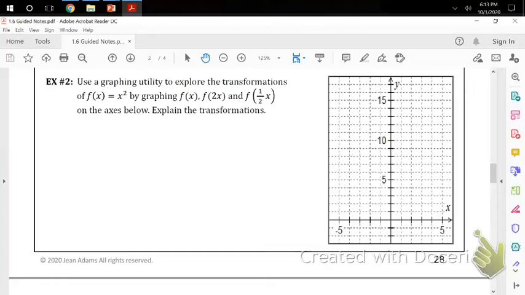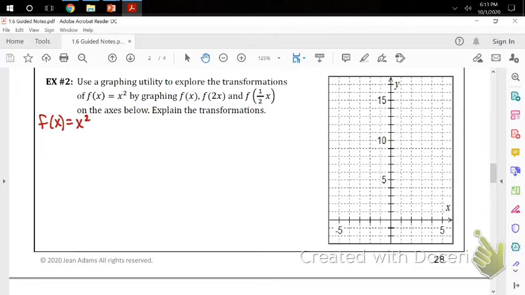All right, lesson 1.6, part 2, starts us with example 2. It says use a graphing utility to explore the transformations f of x equals x squared by graphing f of x, f of 2x, and f of 1/2 x on the axes below. Explain the transformations.